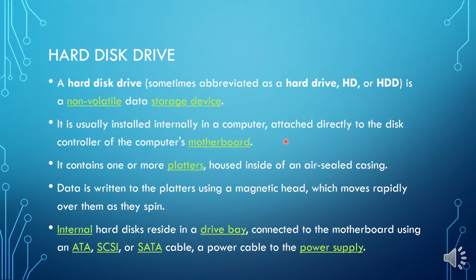Housed inside an air-sealed casing, means a number of platters are there in a single case. Data is written on these platters using a magnetic head, which moves rapidly over them as they spin. The internal hard disk resides in a drive bay, connected to the motherboard using an ATA, SCSI or SATA cable and a power cable to the power supply. Means to transfer the information, we require these kinds of cables like ATA, SCSI or SATA, and to give power we need a power cable, that is for the power supply.